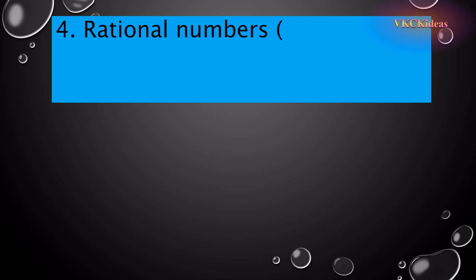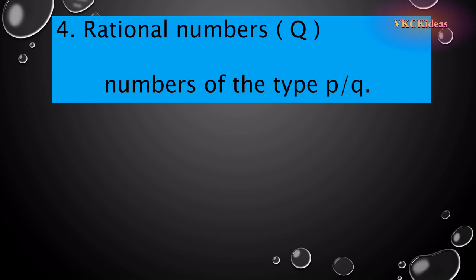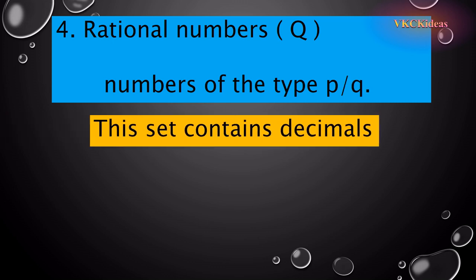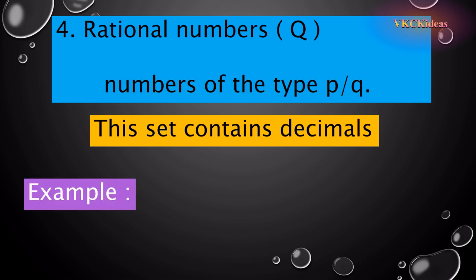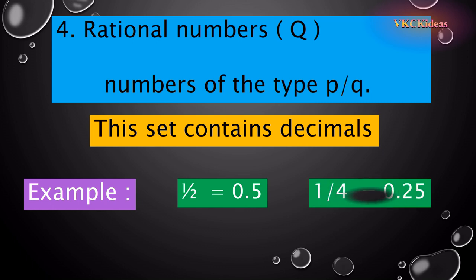Rational numbers. Let us recall the definition. These rational numbers are of the p by q type. That means they contain decimals. How? Just like this. 1 by 2 is a rational number which is in the form of p by q. It is nothing but 0.5. That means it is a decimal. Similarly, 1 by 4 is in the form of p by q, a rational number, and is also a decimal. Can we say now rational numbers contain decimals?